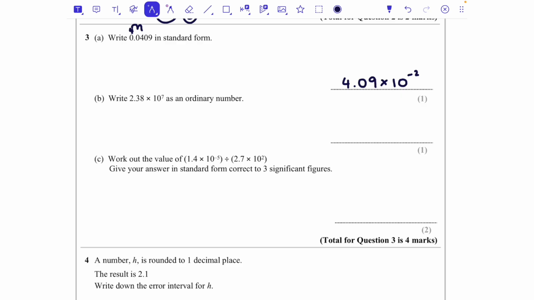So a really, really small number is going to have that negative power. For part B, write 2.38 times 10 to the power of 7 as an ordinary number.